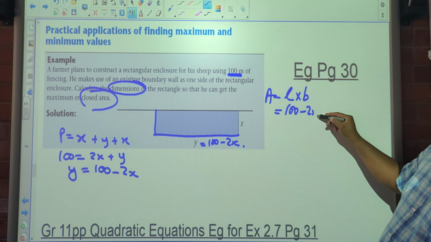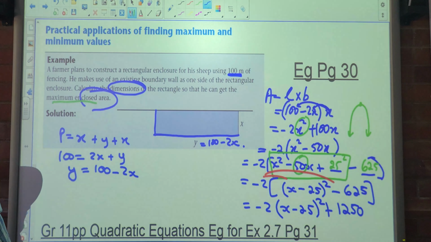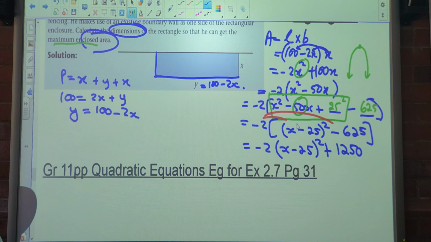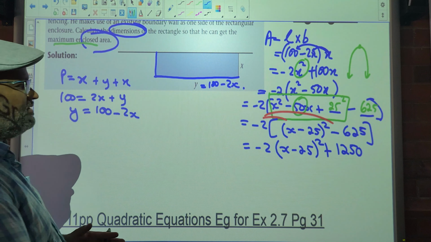Now what? Multiply and get it out of the brackets. So what do I have? Negative 2 into x minus 25 squared plus 1250. Have you answered the question? No.